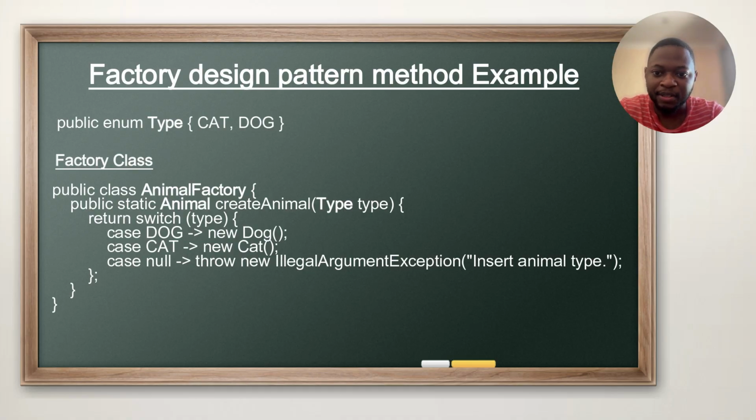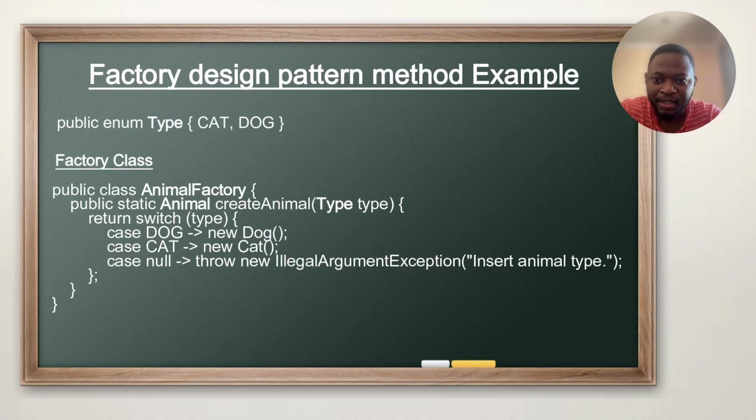The factory animal class is the class that is responsible for creating the animal objects depending on the type that is passed in. As you can see above, we have the type enum. It has the cat and the dog, the two concrete classes that we had on the slide previously.